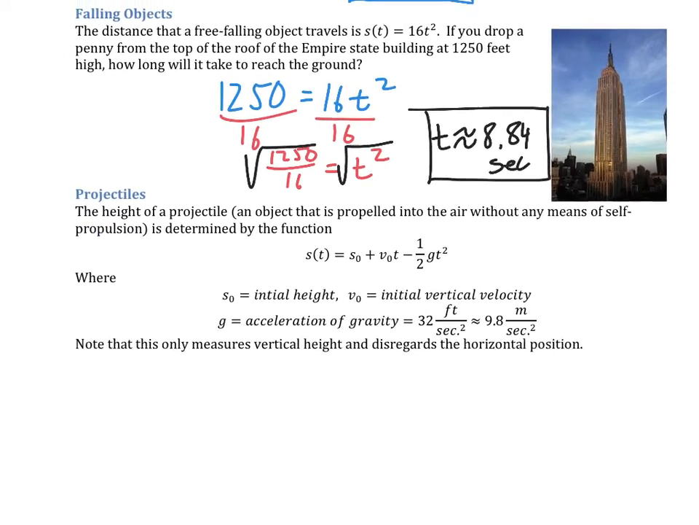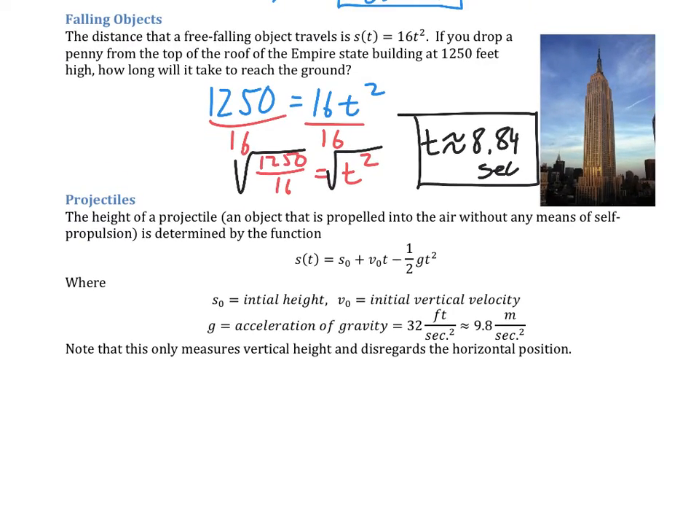All right, projectiles, these also give us quadratic equations. So when something's flying through the air, it's a projectile. It's an object that is propelled into the air without any means of self-propulsion. So if something's thrown through the air, like a ball or something like that, then we get this equation, S of t. This is the height. Okay, so the height is S of t. Let's make a note of that. That's the height of it.